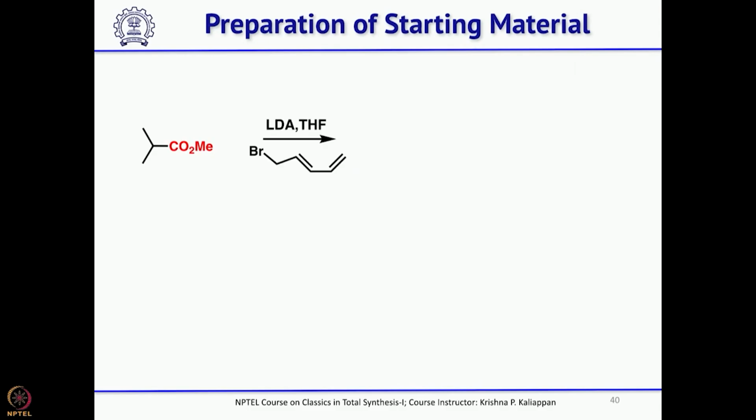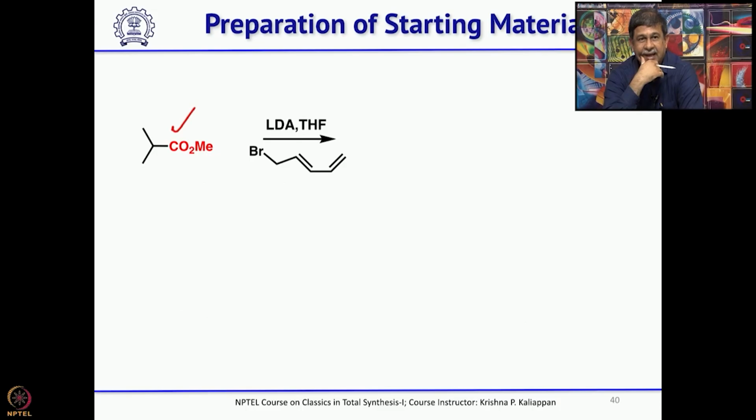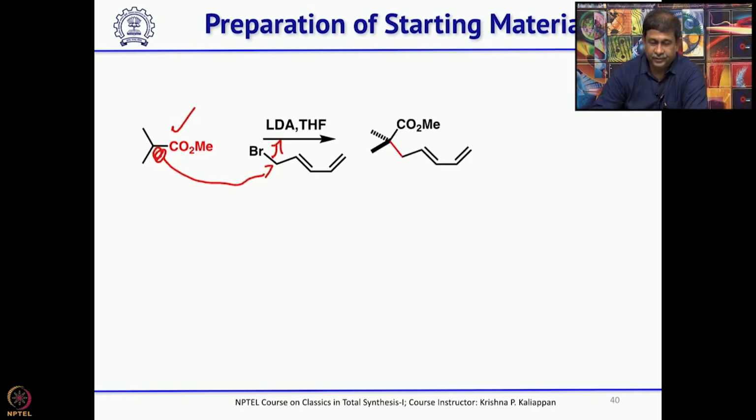For that, his starting material is methyl isobutyrate. So, you take isobutyric acid and then methylate that. Upon treatment with LDA, you generate an anion here, and that you quench with this substituted allyl bromide. So, you introduce a diene. So, you have already introduced one diene. As I said, the key reaction is 4 plus 4. So, now you already have a 4 pi unit. You need another 4 pi unit.